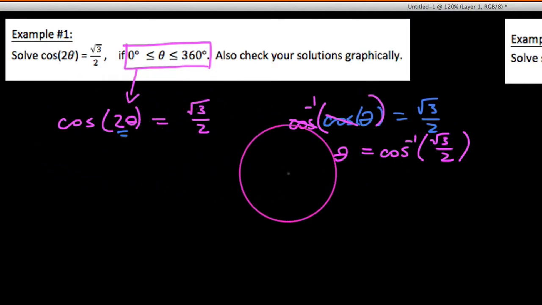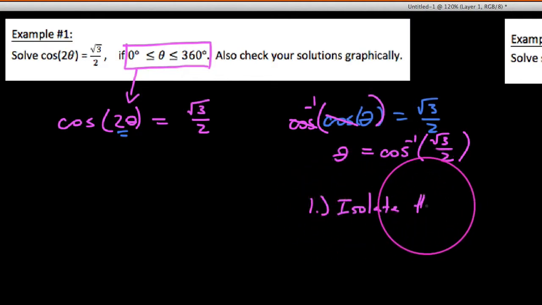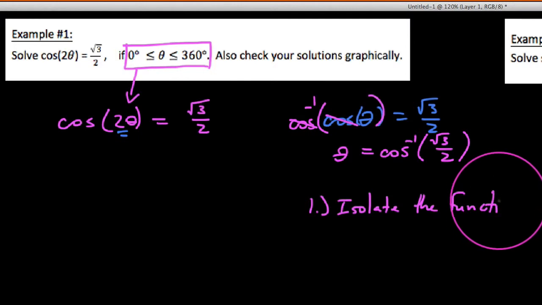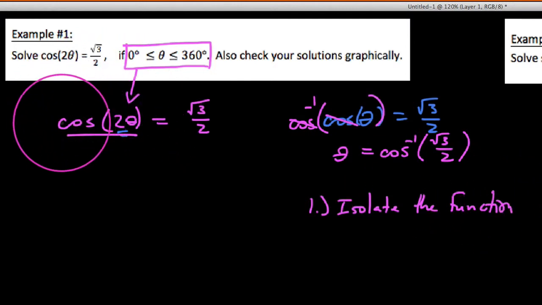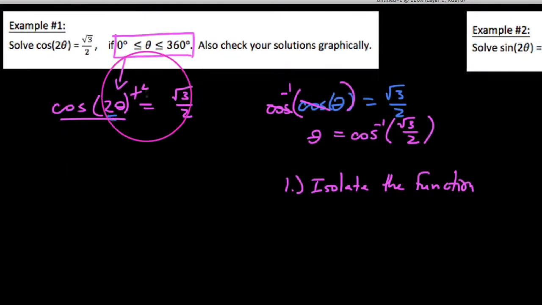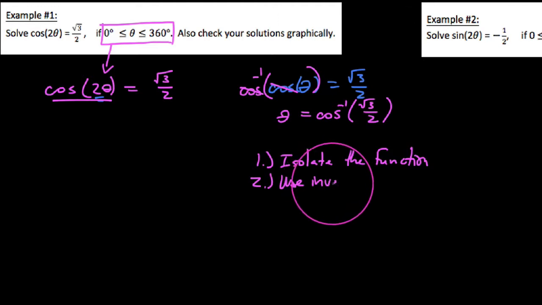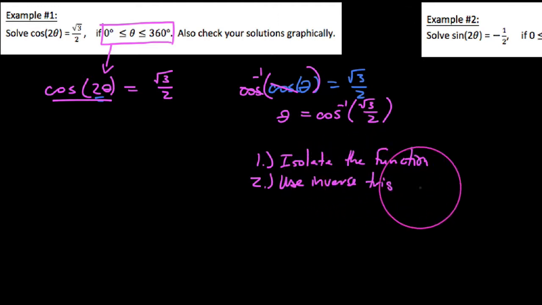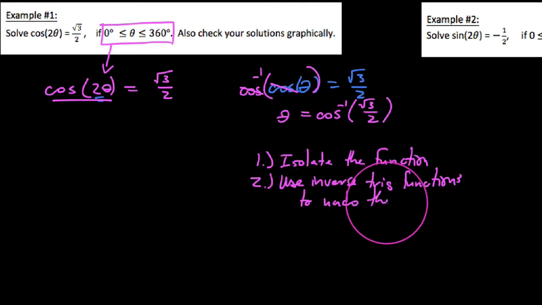So in terms of how I would do this, step 1 is going to be this: isolate the function. Okay, so in this instance here, when I say isolate the function, I mean let's get cosine of 2 theta by itself. Now I notice that this isn't 2 cosine 2 theta or anything like that, or cosine 2 theta plus 4, where you have to subtract 4 from both sides. We already have this thing by itself. So number 2 is going to be this: use inverse trig functions to undo the trig function.